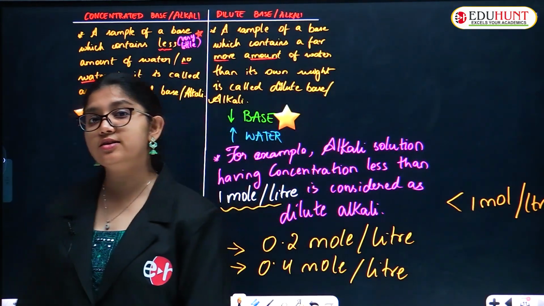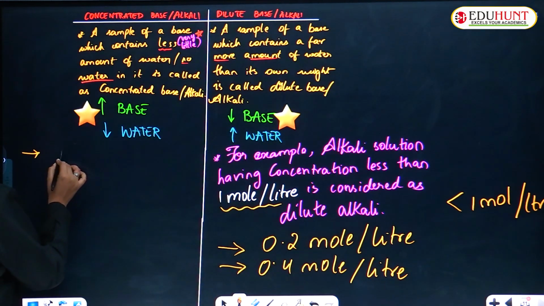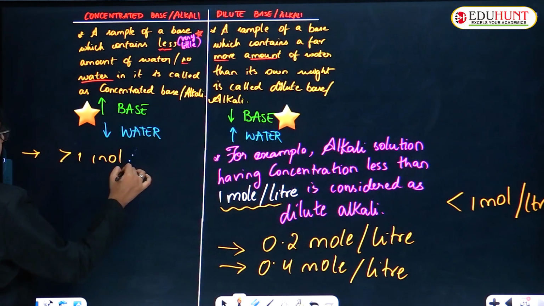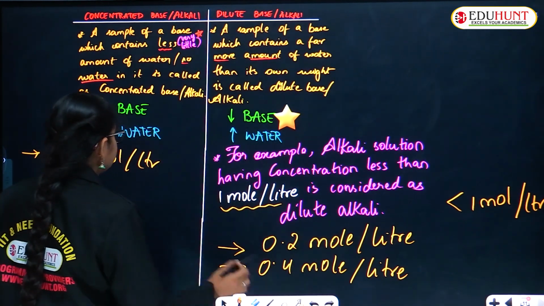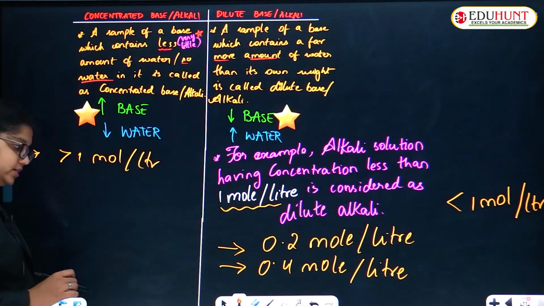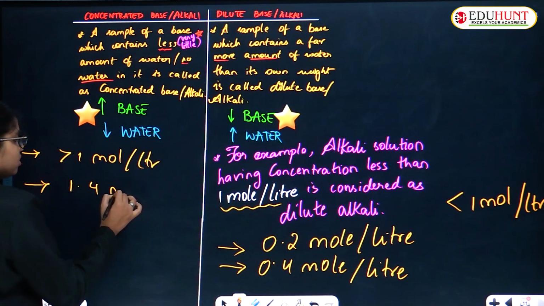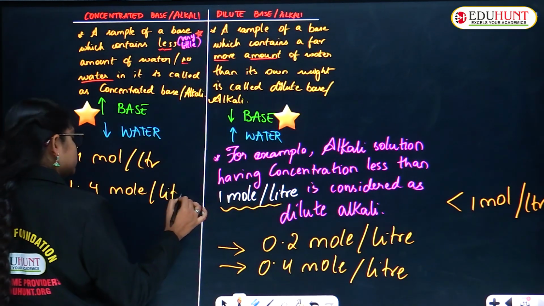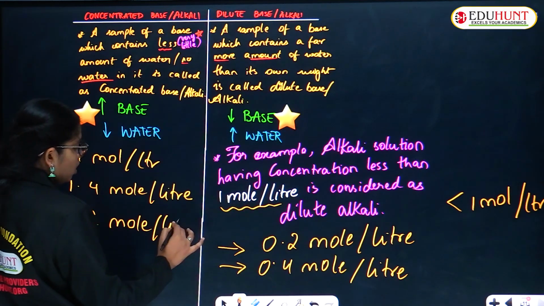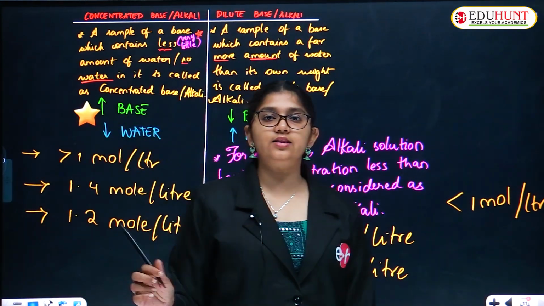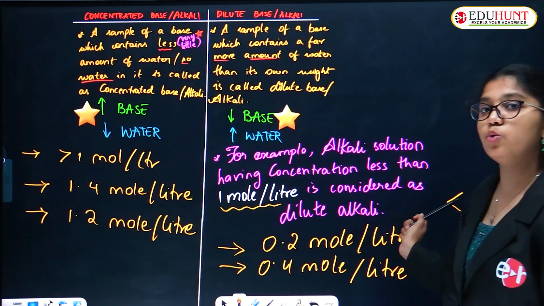Then what about concentrated? If it is having more than 1 mole per liter, we consider it as what? Concentrated alkali. Okay, for example, 1.4 mole per liter, it is concentrated alkali. If it is 1.2 mole per liter, it is concentrated alkali. Because why? It has a value more than 1 mole per liter, whereas the dilute ones are less than 1 mole per liter.